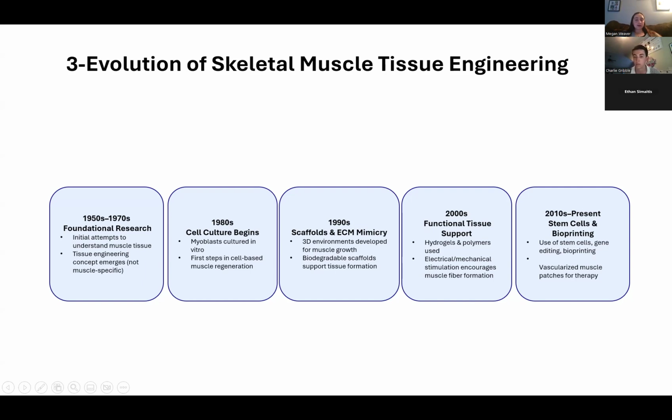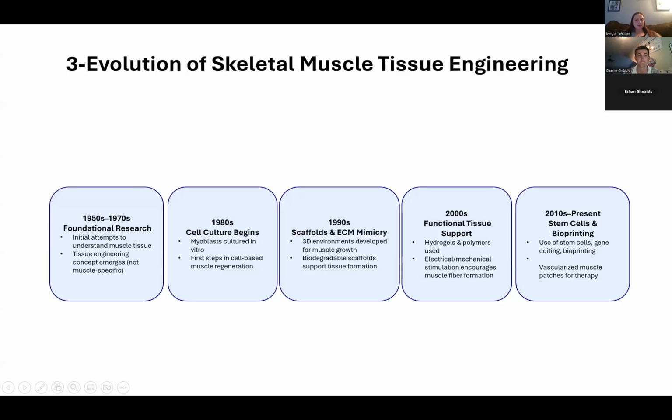The 2000s brought even more innovation. During this decade, a range of biomaterials, including hydrogels and synthetic polymers, became available and were integrated into scaffold designs. These materials offer better biocompatibility and support for muscle cell attachment, growth, and differentiation.